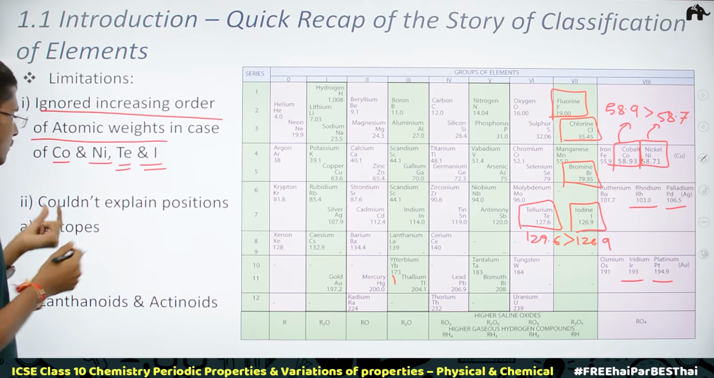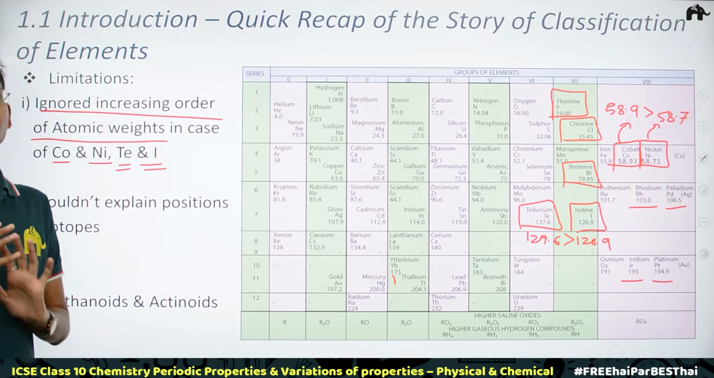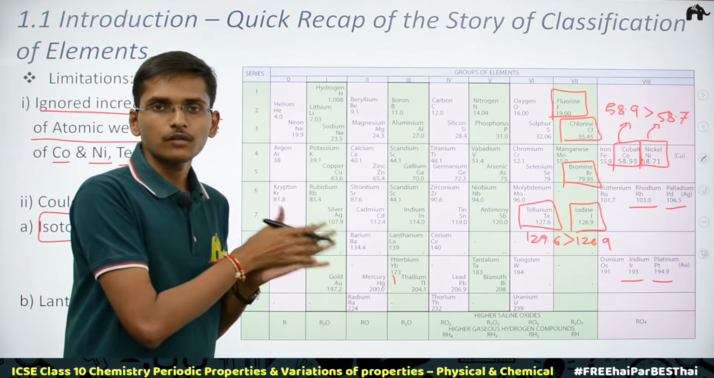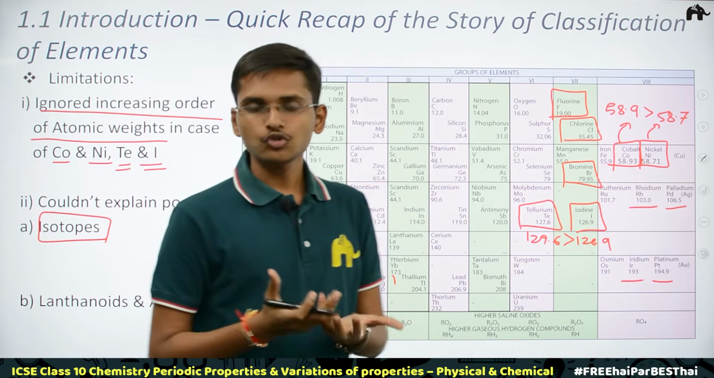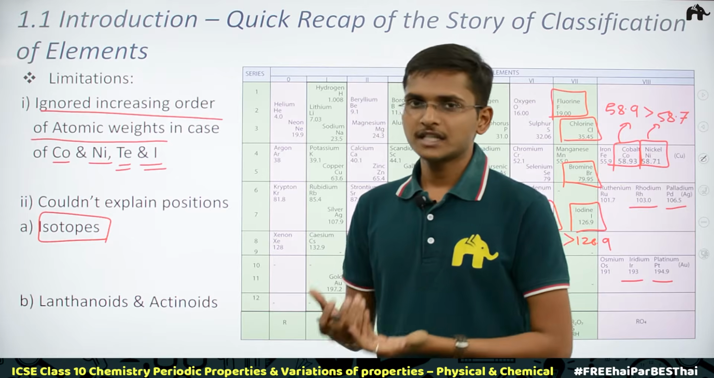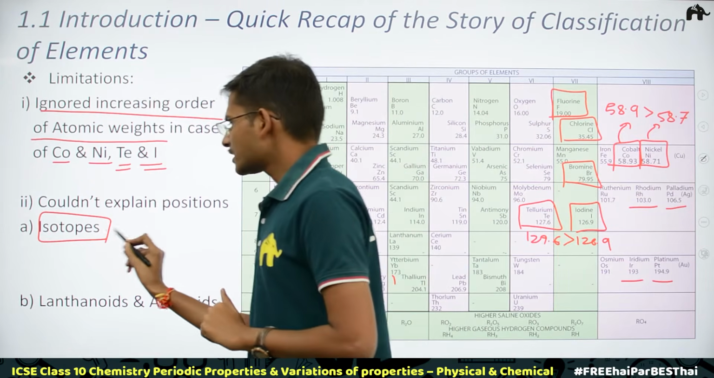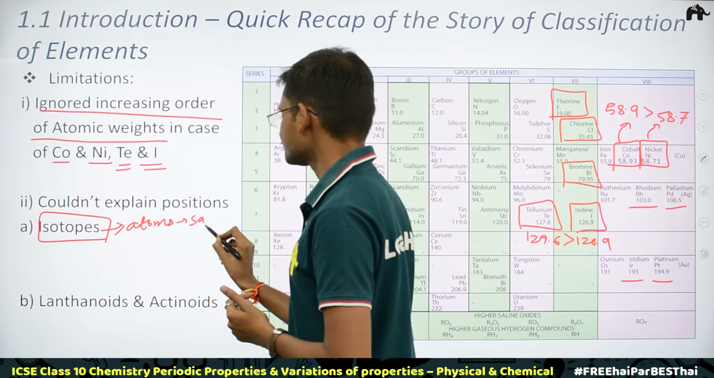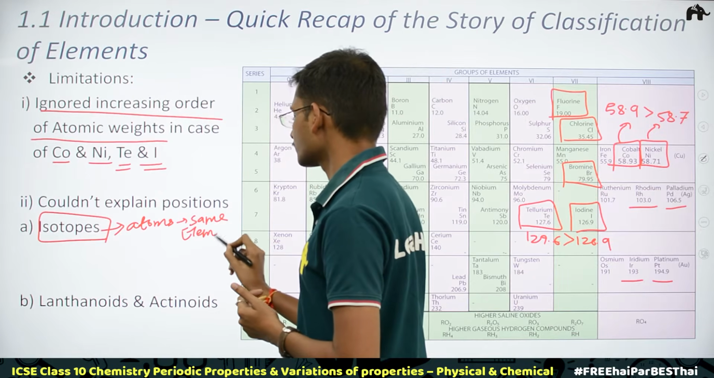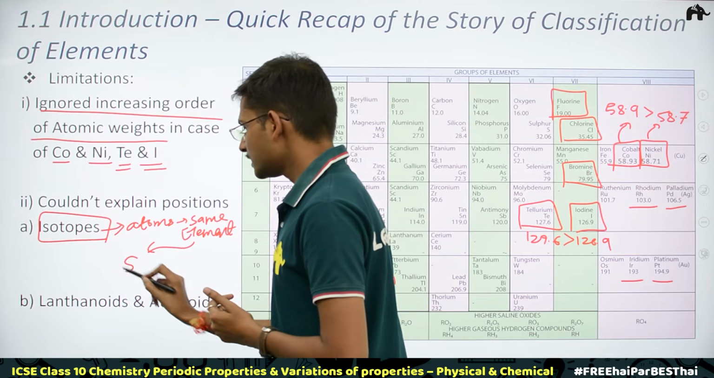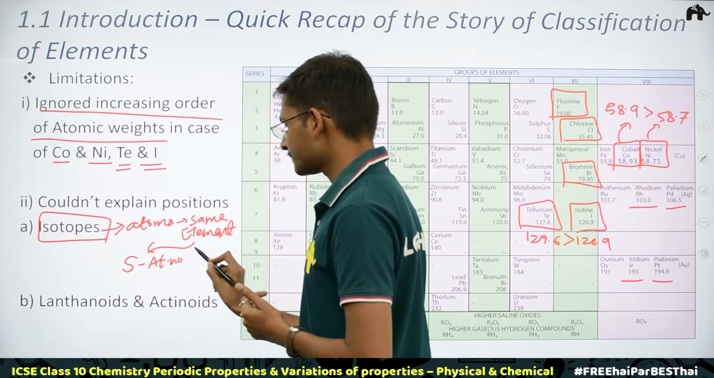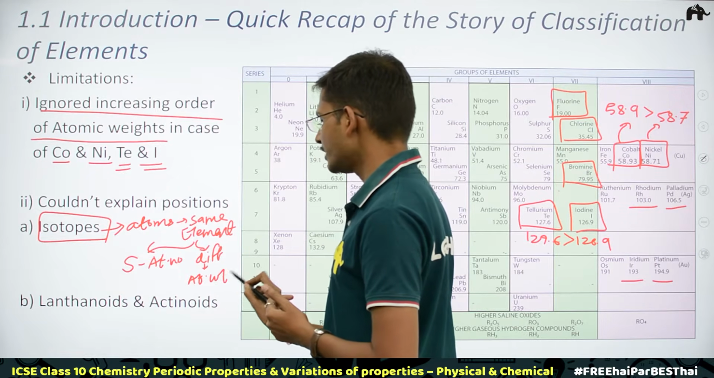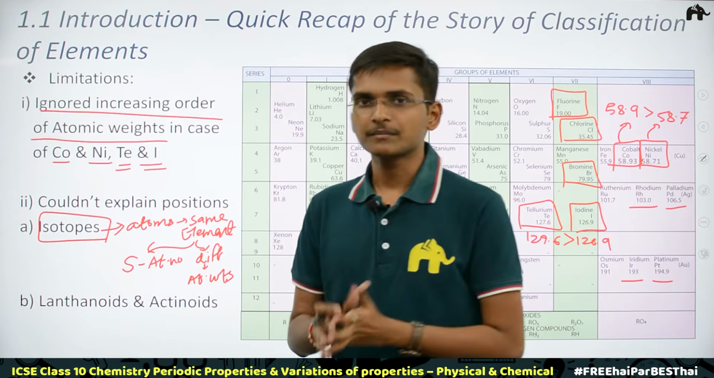Now, next, he couldn't explain the positions of isotopes. Isotopes were discovered a lot later than the publishing of Mendeleev's periodic table, but when isotopes were discovered, we couldn't place them in Mendeleev's periodic table. Now, why so? First, let's understand what isotopes are. These are atoms of the same element having the same atomic number but different atomic weights. Okay, so let's see an example so it would be clear for you.